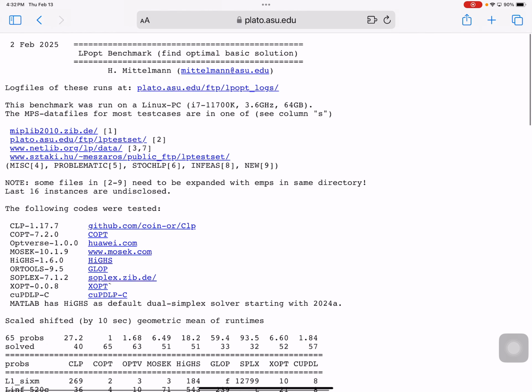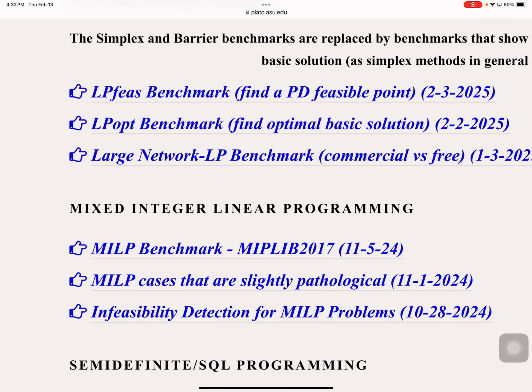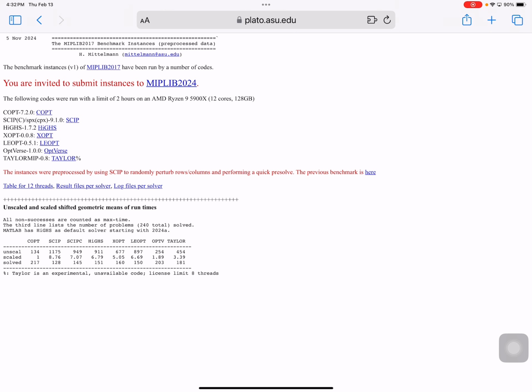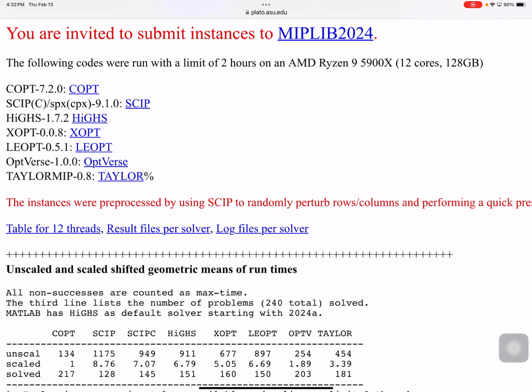Then you could also check, for example, the MILP benchmark, because usually MILP has more commercial value than other types of optimization problems. As I said, Gurobi and CPLEX have already withdrawn from this benchmark, but you can still find some other solvers, like COpt, a solver owned by a Chinese company. SCIP is one of the best open source solvers for mixed integer programs, and there are other solvers as well.